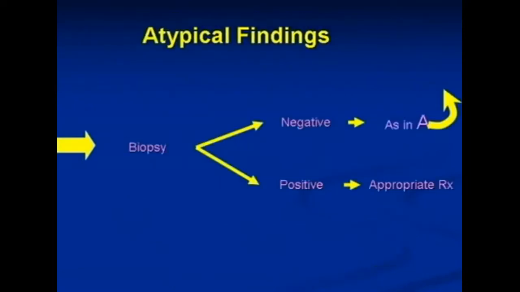If the findings are atypical, you're going to biopsy right off. If it's negative, you'll follow it as in the first scheme. If it's positive, you'll treat the patient. So that's pretty much how we work this out.